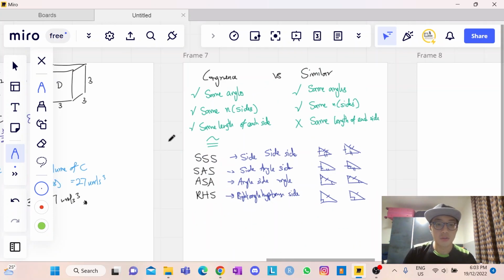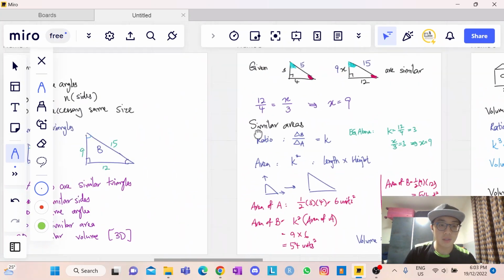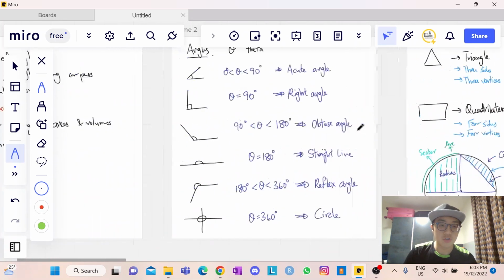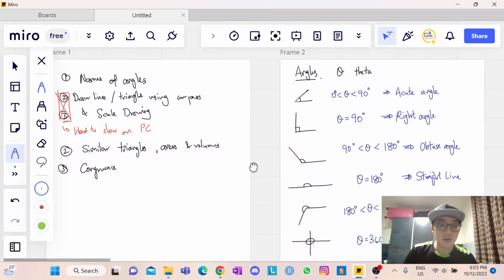To recap, in this video I introduced to you the names of angles: acute, obtuse, straight, reflex, and so on. Similar triangle areas and volumes, where you need to remember to use k squared and k cubed. Last but not least, conditions for congruence.